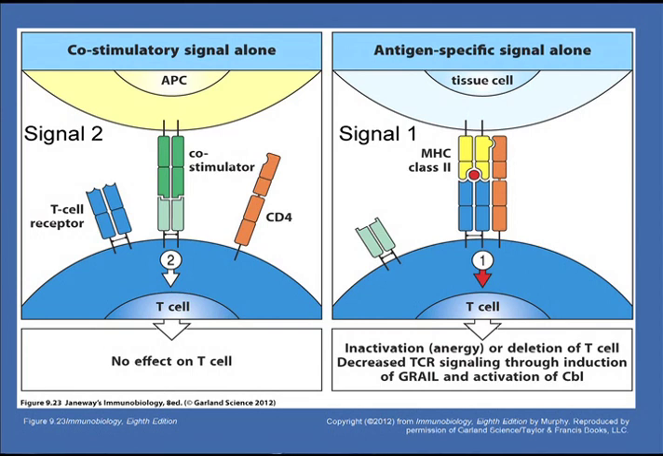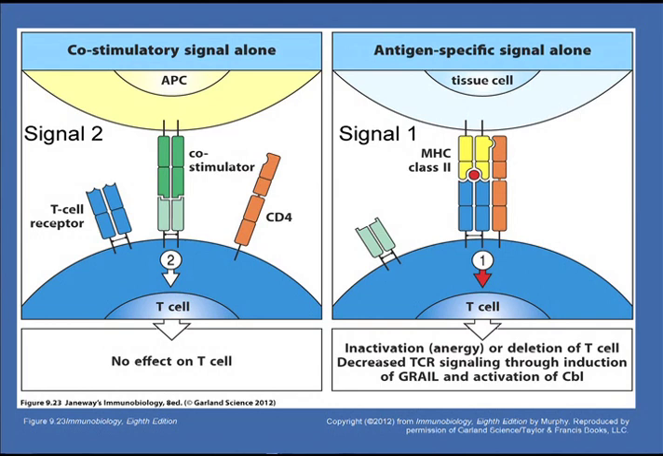So what happens if you only get one of these signals? If you only get signal 2, which is a co-stimulatory signal, in other words, you're a T cell that has come into the lymph node and it's interacting with some activated dendritic cells, but they don't have the antigen to which you're specific, nothing much happens. You have interaction with the co-stimulatory molecules, but since you're not having signal 1, this isn't really sensed as a positive signal.